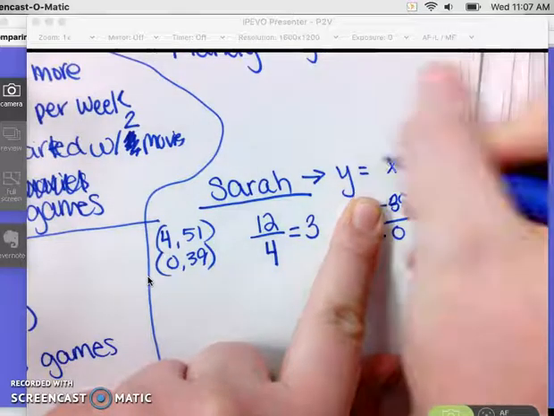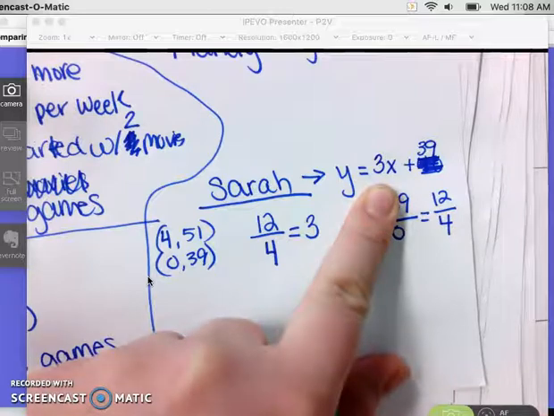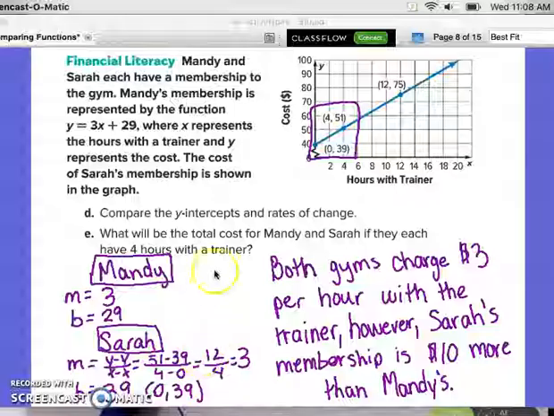So I'm going to multiply my x by that. Okay? Mandy's starting point is that 29. Sarah's starting point is 39. So initially, Sarah's cost is $10 more, and they actually are both $3 an hour, so they're both paying $3 per hour. Okay, so there's your ending.